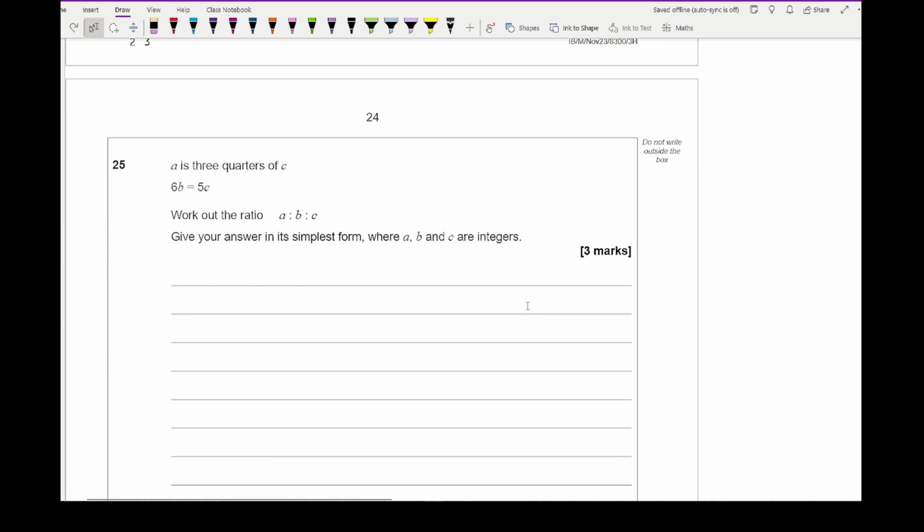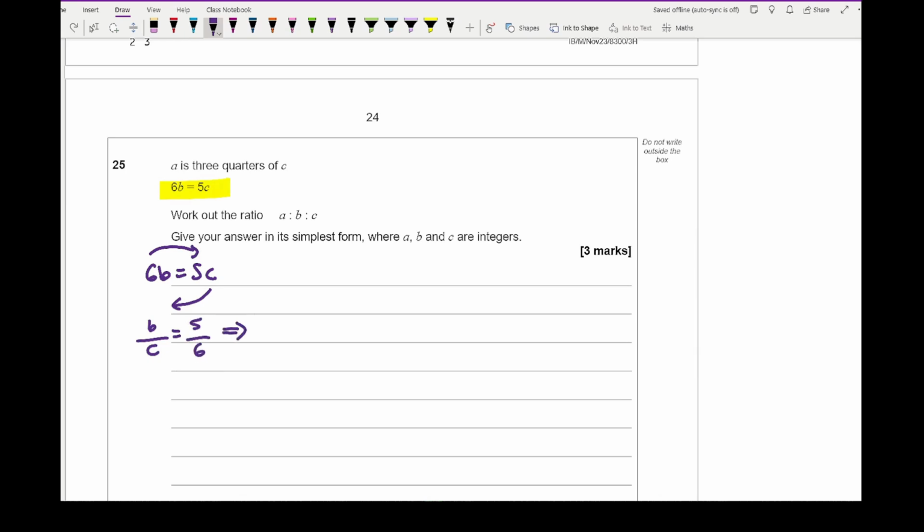Then moving on to question 25, it says that A is 3/4 of C and 6B is equal to 5C. Work out the ratio of A to B to C. Give your answer in the simplest form where A, B and C are integers. Now, using this bit of information here, we've got 6B is equal to 5C. And to convert equations into ratios, we need to write both sides as fractions. So if I take the C over to this side and the 6 over to this side, I end up with B over C equals 5 over 6.